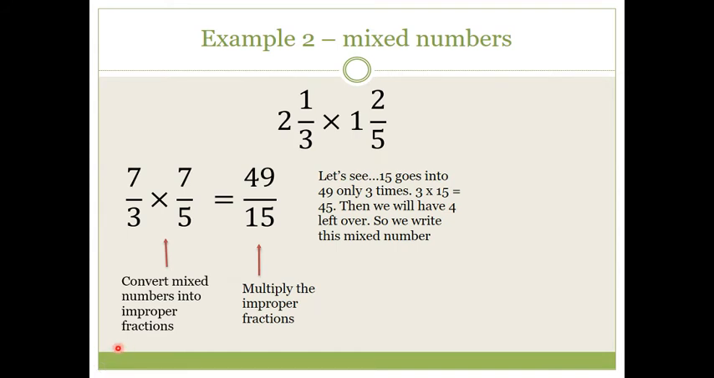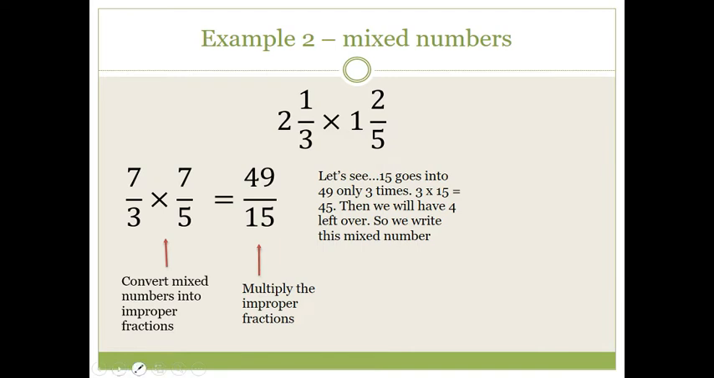Well, let's see, we got 15, 30, 45. That was 3 times. So it looks like 15 will go into 49 3 times. And since 3 times 15 is 45, that leaves us 4 left over. We can count up 45, 46, 47, 48, 49. That leaves us a remainder of 4.